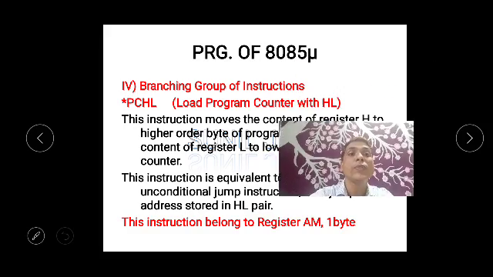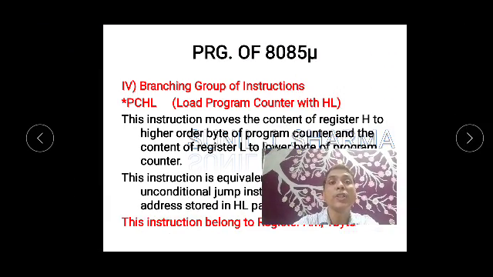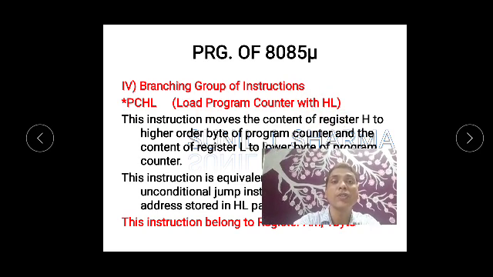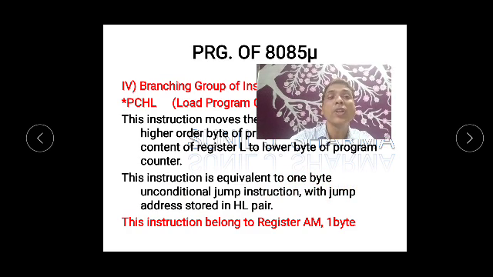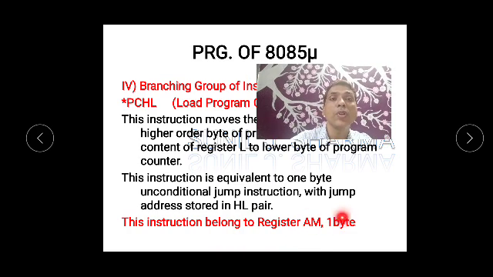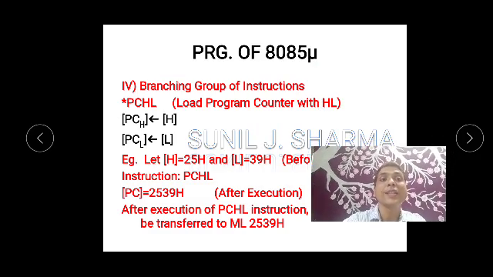Now the last instruction of this group is PCHL, load program counter with HL. It's a very simple instruction. This instruction moves the contents of H to the higher order of the program counter, and L to the lower order of the program counter. This instruction is equivalent to a 1 byte unconditional jump instruction with the address stored in the HL pair. This instruction belongs to register addressing mode and is a 1 byte instruction.